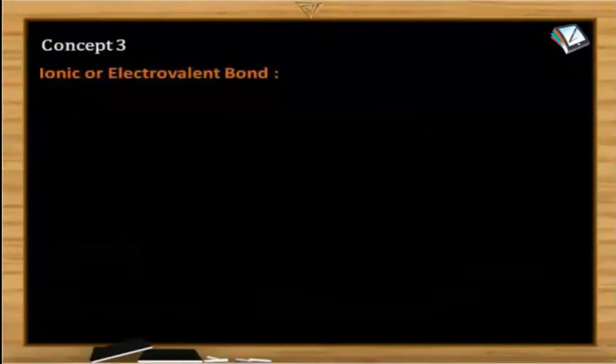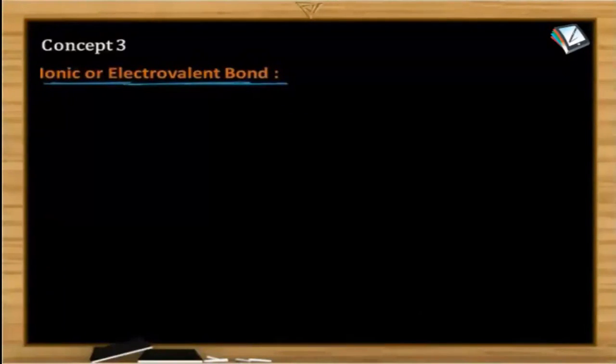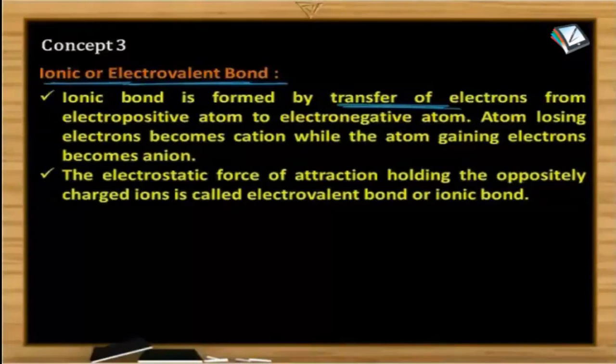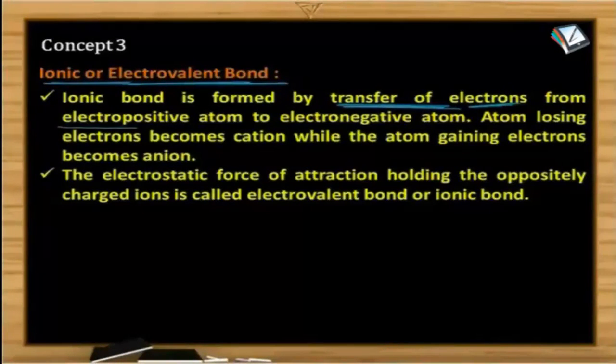Now let's see exactly one type of chemical bond, that is ionic bond, or we also call it electrovalent bond. So what is this ionic bond or electrovalent bond? Already you had learnt in 9th and 10th standard, easy topic. An ionic bond is formed by transfer of electrons, isn't it? So how are the electrons transferred? From where to where? From an electropositive atom to an electronegative atom.